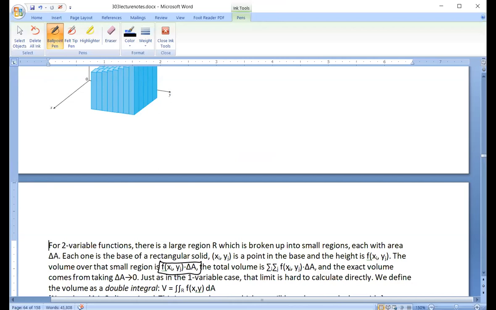Now, calculating the limit exactly is hard. We won't do it, but we define that limit as a double integral. So the volume equals the double integral. Now notice this notation: the double integral over the region R of my function f of x, y, dA. Remember that when we move from discrete or approximate things which use deltas, to exact things, we use d's.